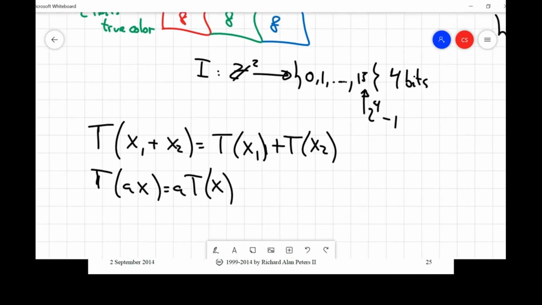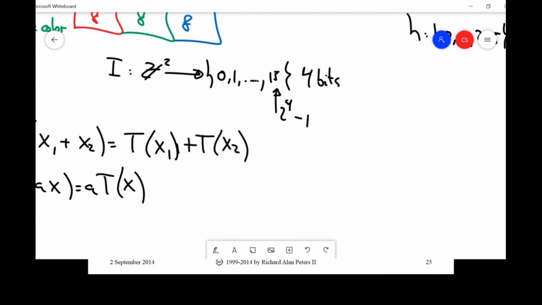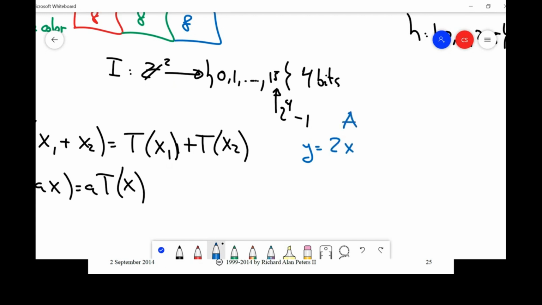So let's have an example of that. Let's say I construct a system that takes any input signal and multiplies by 2. This is called an amplifier, right? So let's see if this is a linear operator. This is our transformation of the input signal x.